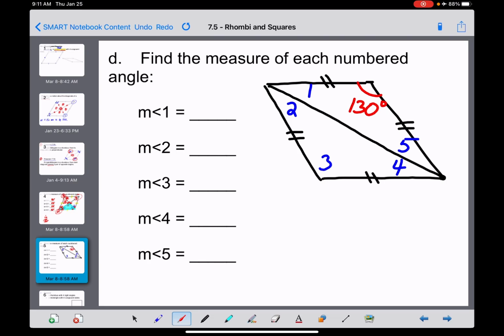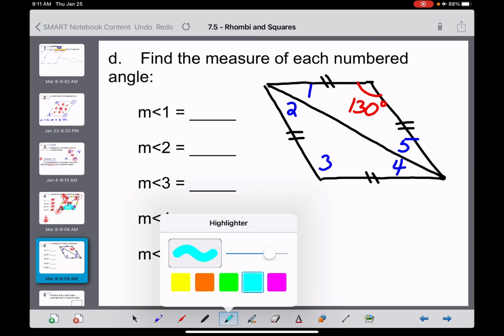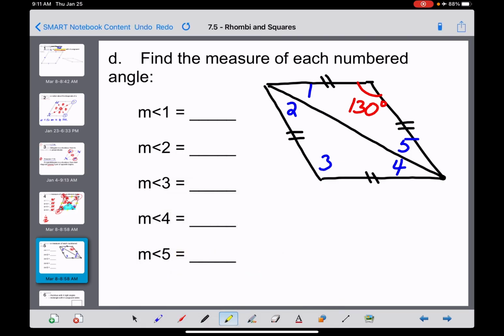We're being asked to find the measure of each numbered angle within this figure, and what kind of figure is it? Again, if you look at the tick marks, double tick mark here, here, here, and here, four congruent sides automatically guarantees that this quadrilateral is a rhombus, which also makes it a parallelogram. So, let's get working on this one right here.